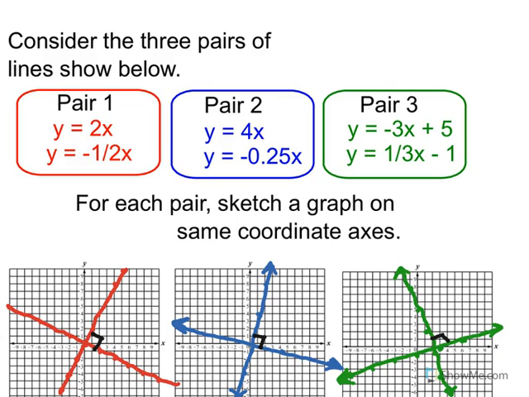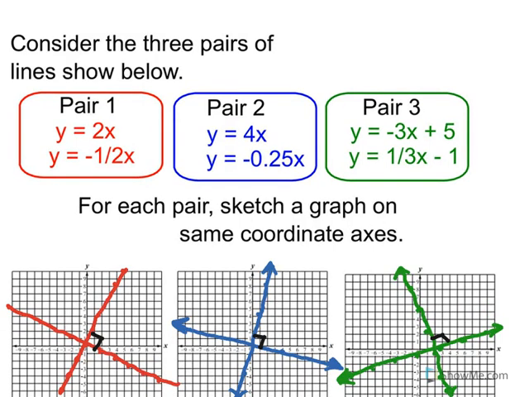So if we look at their slopes, we see that for pair 1, the slopes are 2, or 2 over 1, and negative 1/2. For pair 2, the slopes are 4, or 4 over 1, and negative 1/4. And for pair 3, the slopes are negative 3, or negative 3 over 1, and 1/3. So we're looking at the slopes.